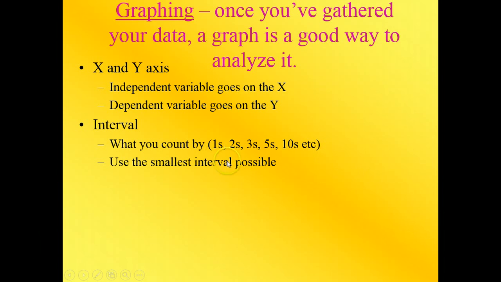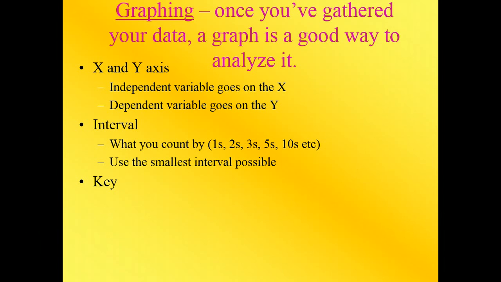So, just for an example, if you had data that only went up to 10, you might count by ones. Each line would be worth 1, so you would count 1, 2, 3, 4, 5, and so on. If your data went up to 20, you might want to count by 2s, 2, 4, 6, 8, 10, and so on.